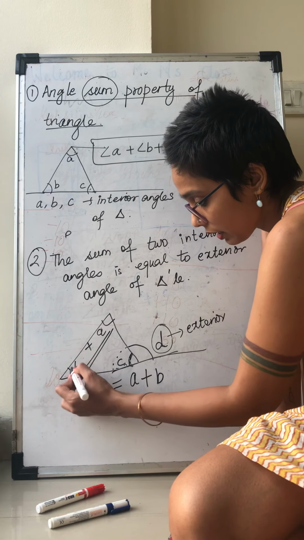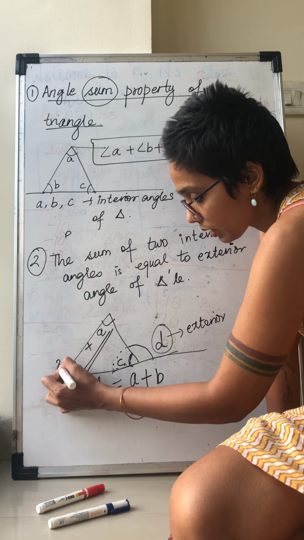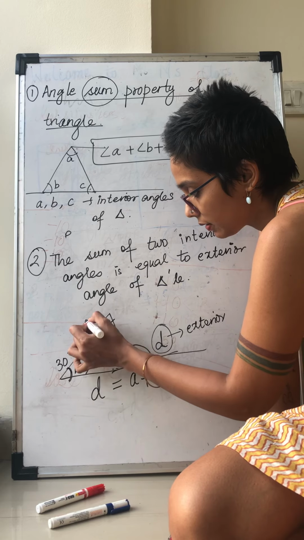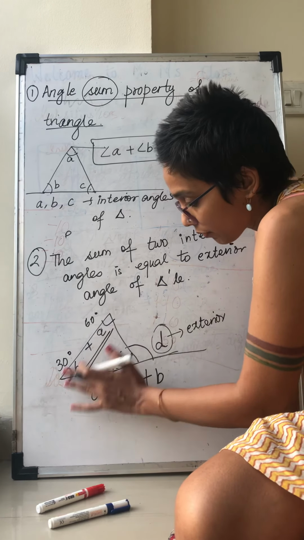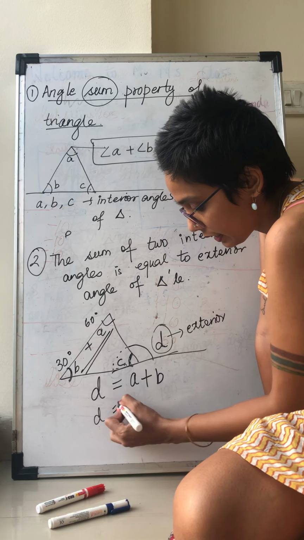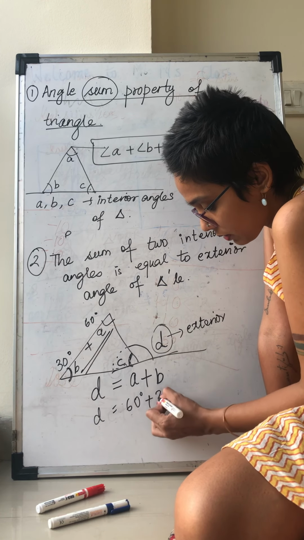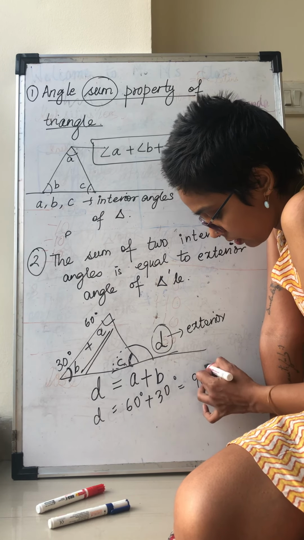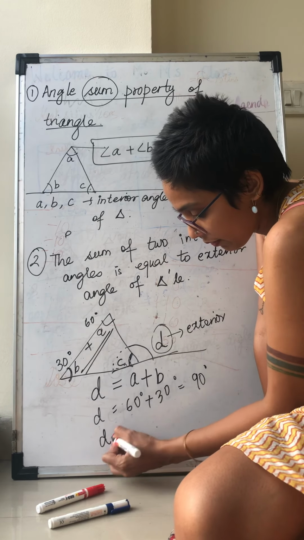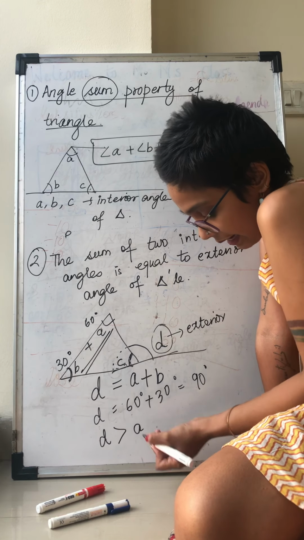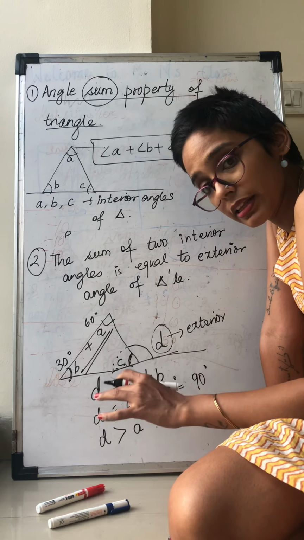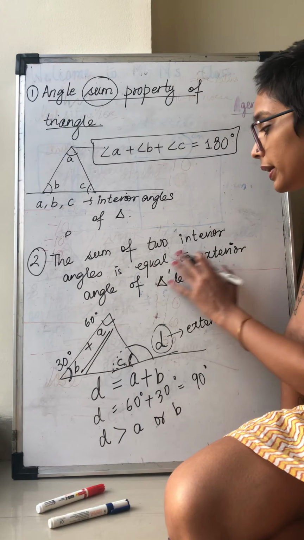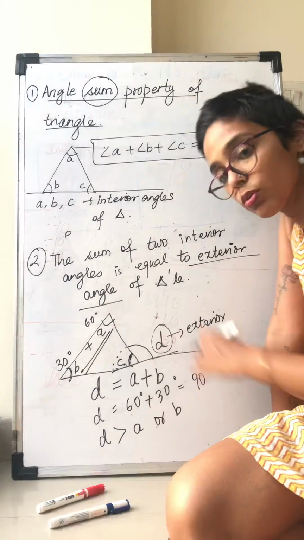Now when I say D is equal to A plus B, that means, for example, if B is 30 degrees and A is 60 degrees, and I add both of them, I will get D is equal to 60 degrees plus 30 degrees, which is nothing but 90 degrees. So my D will always be greater than the A angle, or it will always be greater than the B angle. So this is my second property, that the sum of two interior angles will always be equal to the exterior angle.